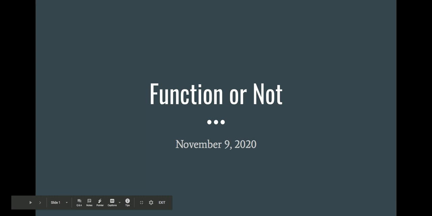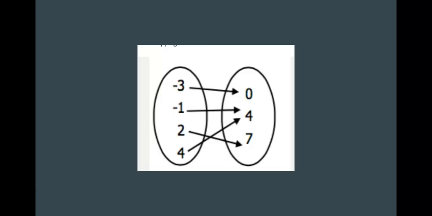Hey guys, today we're going to review functions. So there are different representations of functions. First example is a mapping diagram, which is just two ovals where you have your x values in the first oval and your y values in the second oval. And what you're looking to see is, do any of my x values have more than one y value?